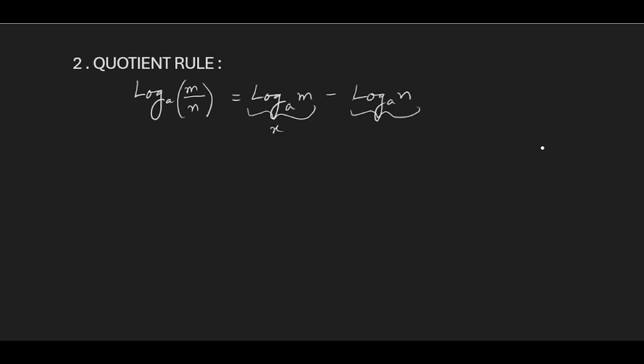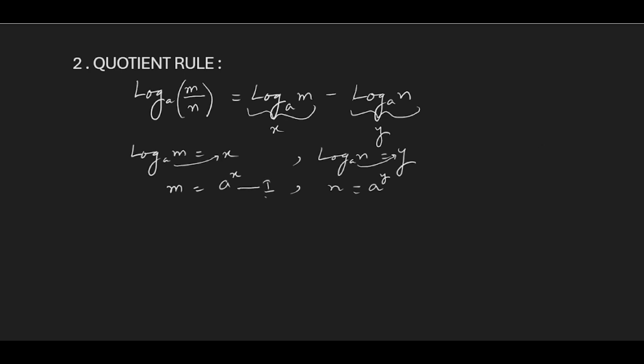The same thing we will apply over there. Let us suppose this is x and this is y. Let me write it over here. Log base a of m equals x and log base a of n equals y. So that would be m equals a raised to the power x, and here n equals a raised to the power y. It's very easy to write it in this form. Now there are two equations. This is equation number 1. This is equation number 2.